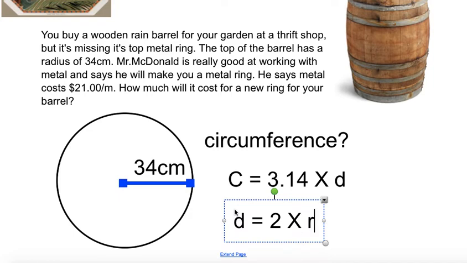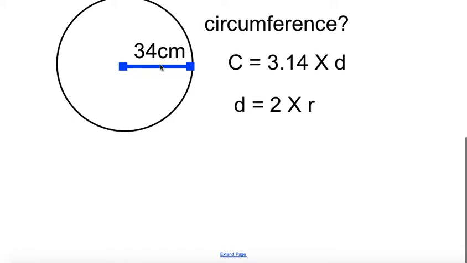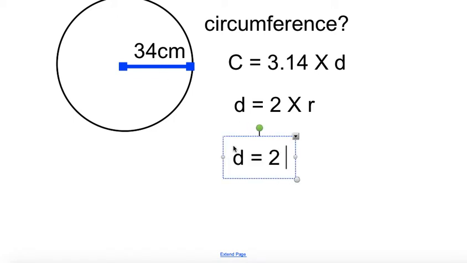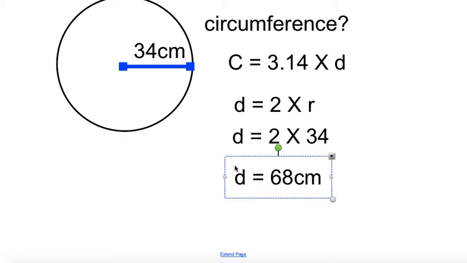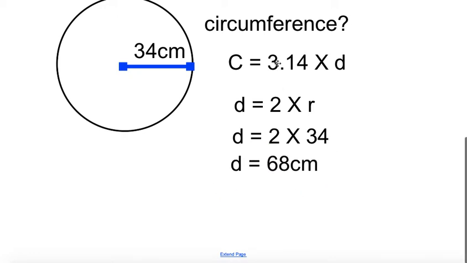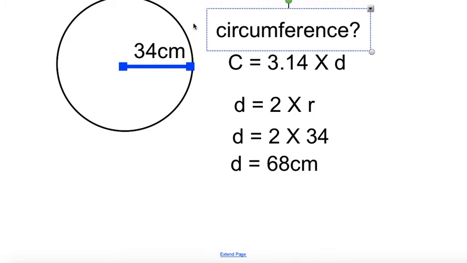So let's take a moment and multiply our radius by 2. So the diameter equals 2 times 34. And if you needed to grab a calculator, you could. But the diameter in this case is going to be equal to 68 centimeters. Okay, so I'm working with what I know about circles and trying to find the circumference. I'm trying to find the distance around this circle.